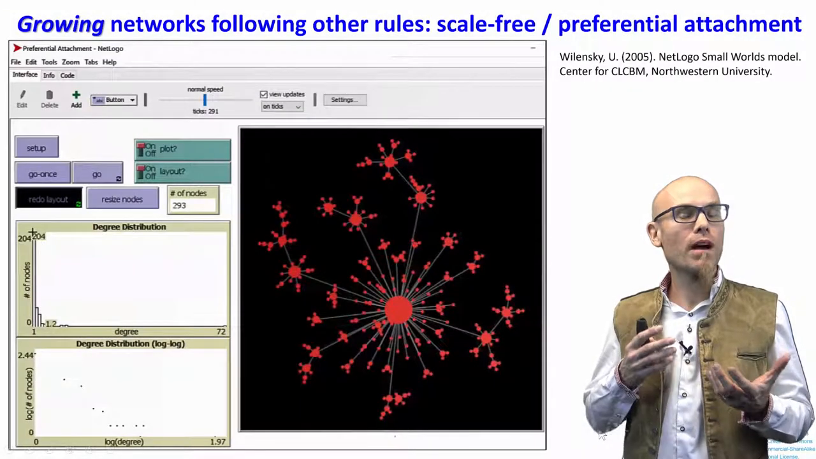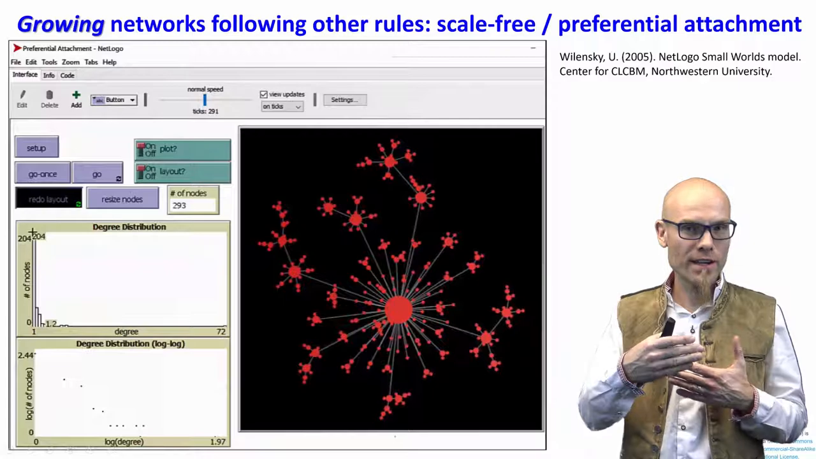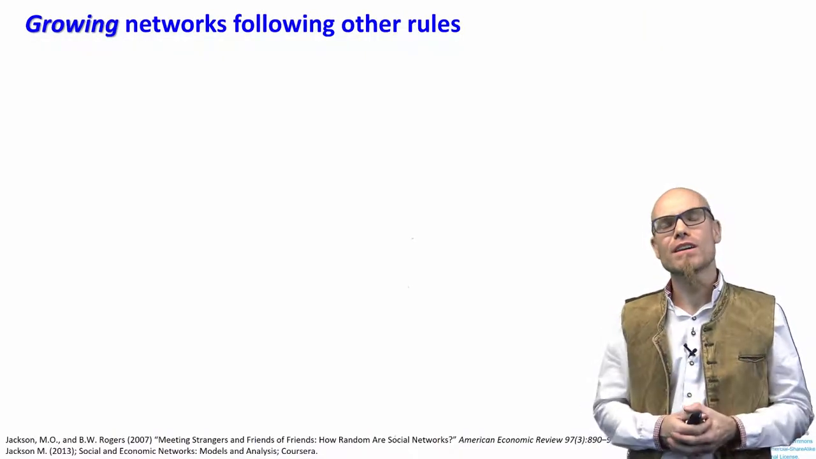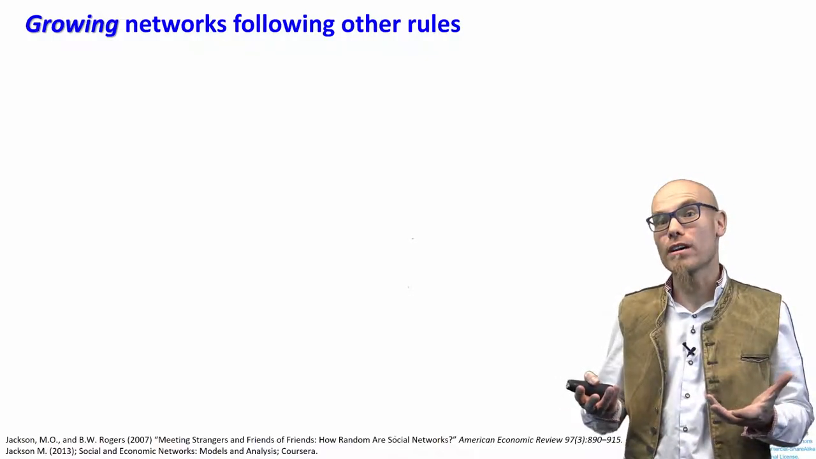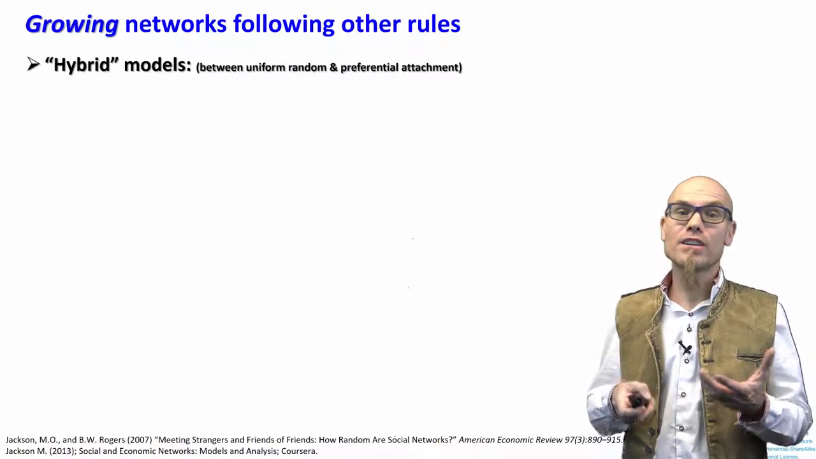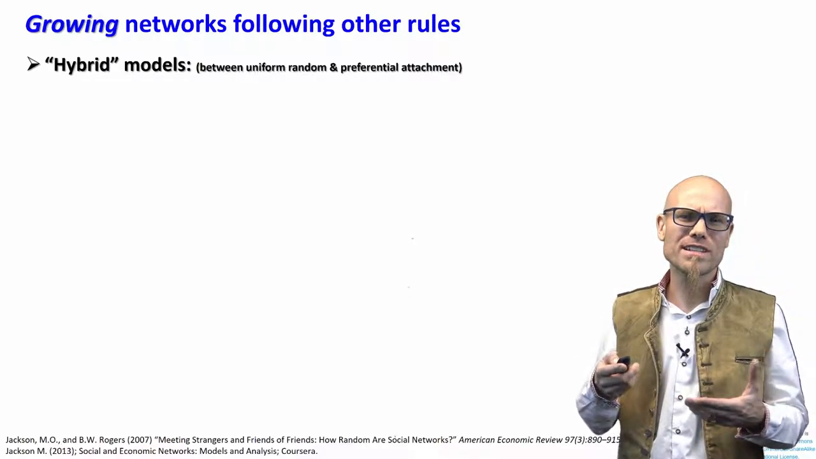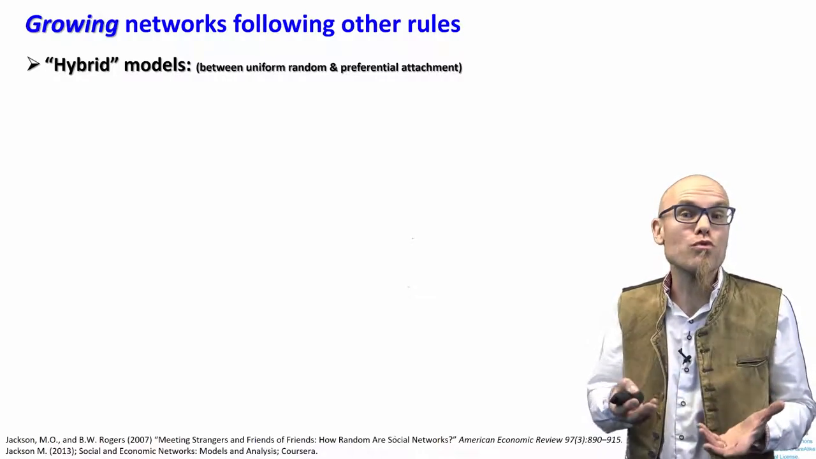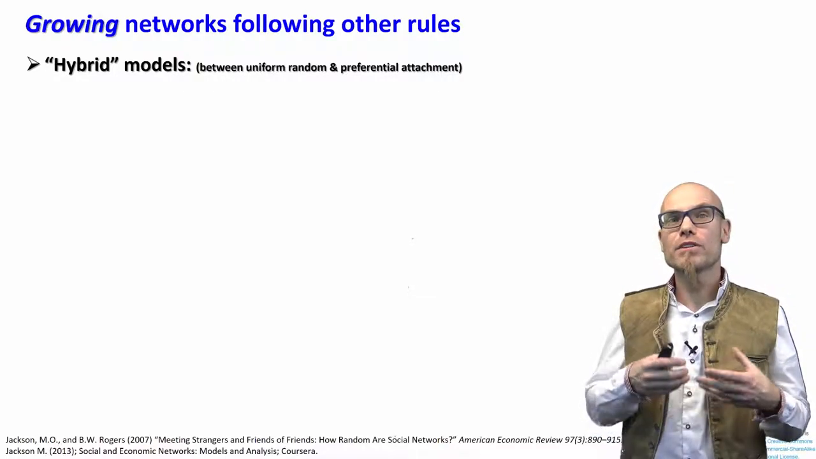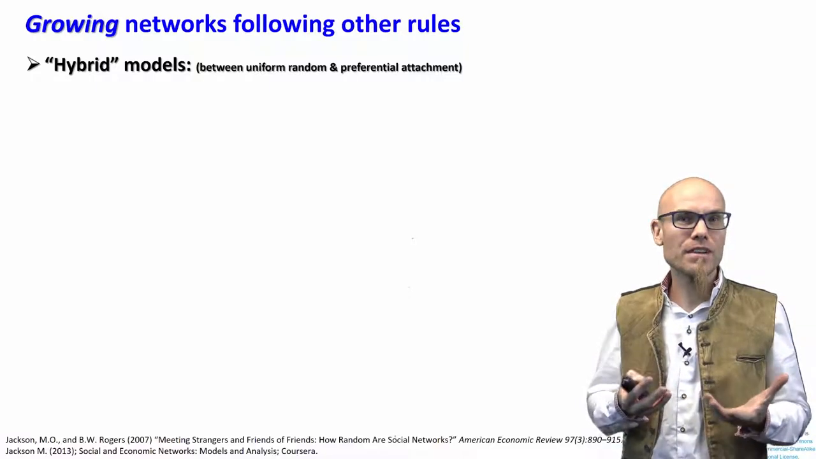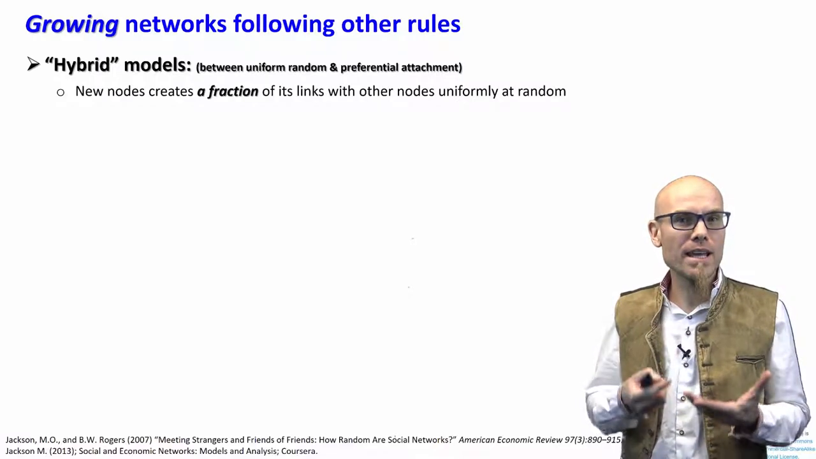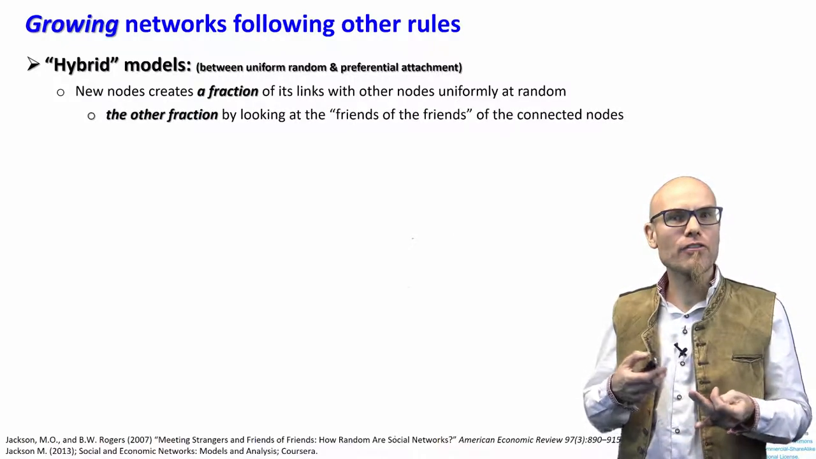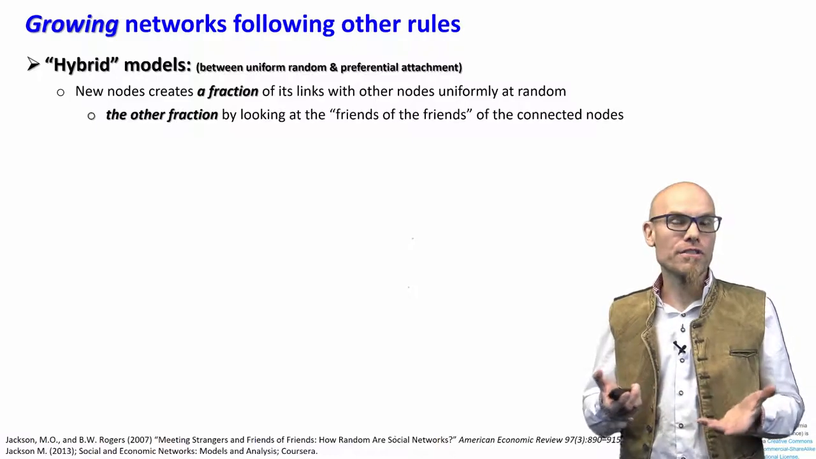Now, these have been two idealized versions. We had uniform connection or preferential attachment, which is proportional to the number of connections that you already have. And we can also have hybrid models. Let's take our random connection and our preferential attachment and mix them up a little bit. So hybrid models, for example, could work something like this to grow networks. For example, we could take a fraction of the links and connect them uniformly at random, and another fraction by, for example, looking at friends of friends of the connected nodes, right?